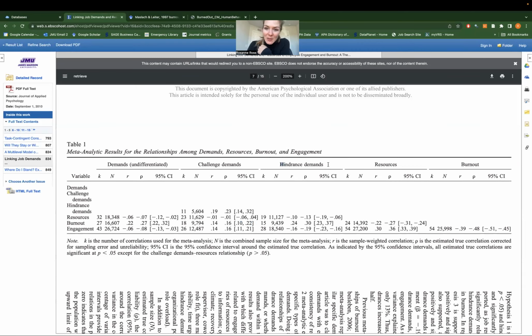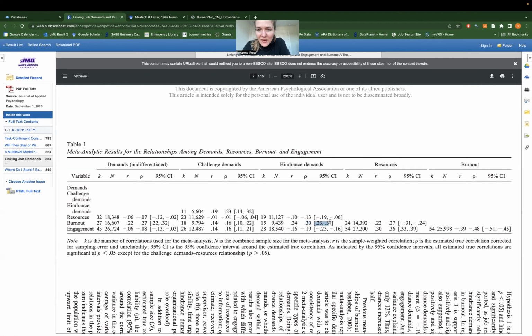Let's then look at hindrance demands as the other type of demand. And there we see that the rho is 0.30. So it's those hindrance demands that are giving us more of a problem with burnout than the challenge demands. And we would want to know how they're defining that from the introduction. It sounds like challenge demands can give you an ability to demonstrate competency, whereas a hindrance demand is something that is in your way, something that takes up time and you don't get rewarded for. You can think of many.